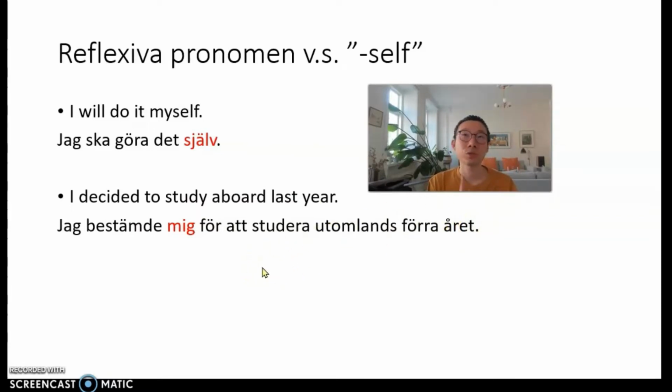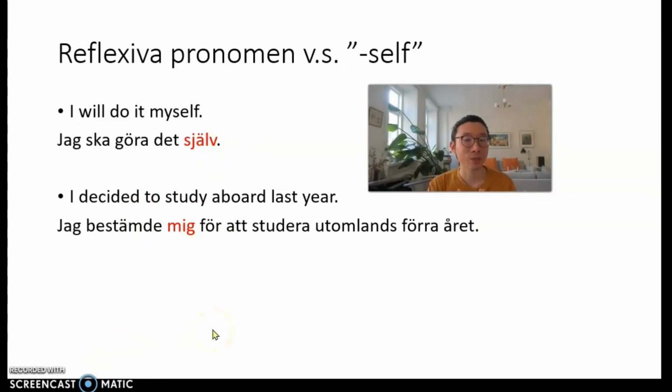So to make it super clear, mig, dig, sig, the reflexive pronoun in Swedish, it is a part of the usage of certain verbs. So it is not something you add to emphasize you are doing something by your own. If you want to emphasize in Swedish, we have another word to fill this function. So that's själv.